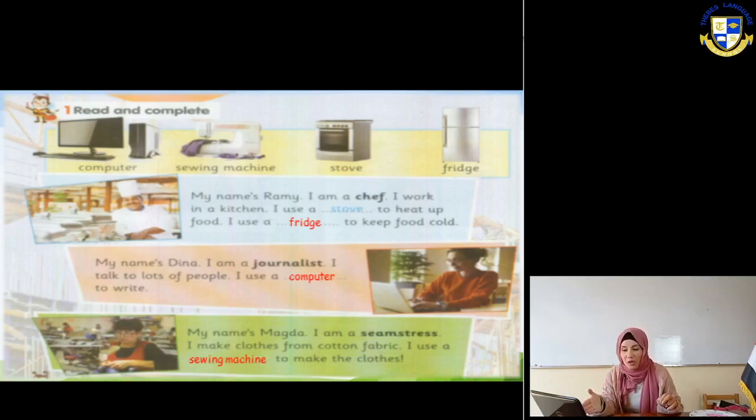The first one, can you see the first picture? It's a chef. He's saying what? My name is Rami. I am a chef. Can you see he's a chef? I work in a kitchen. I use a, of course, what he's going to cook on? A stove. I use a stove to heat up food.